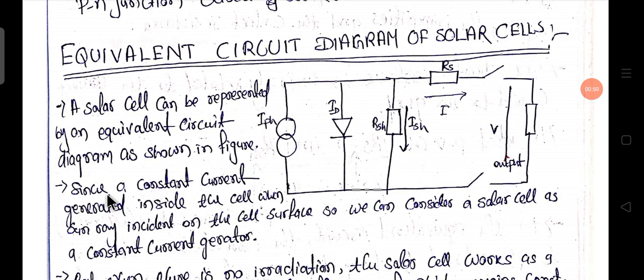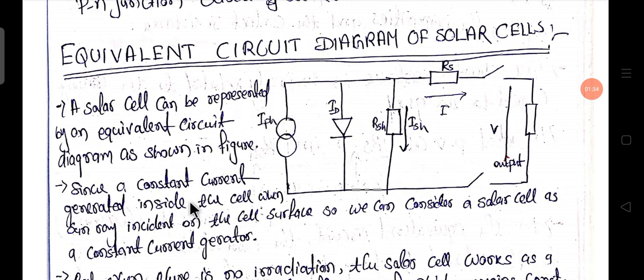Since a constant current is generated inside the cell when sun rays are incident on the cell surface, we can consider a solar cell as a constant current generator. Whenever radiation or sun rays fall on the solar surface, it generates a constant current. So we can consider a solar cell as a constant current generator. Here IPH is a constant current generator which generates IPH amount of current.